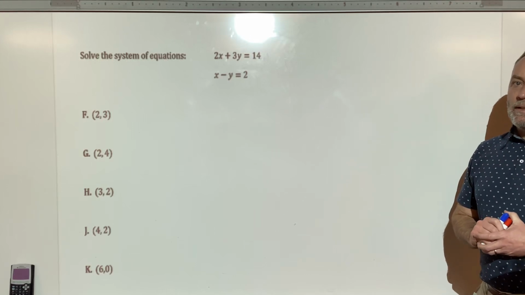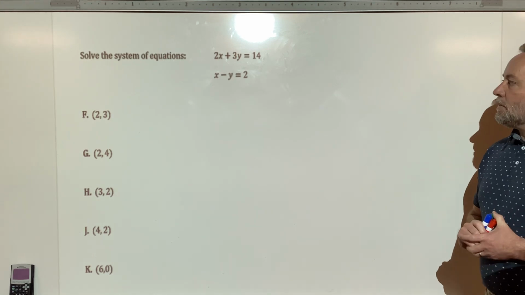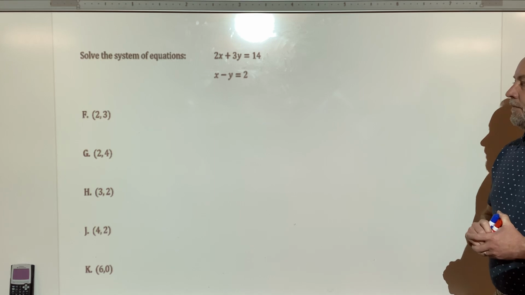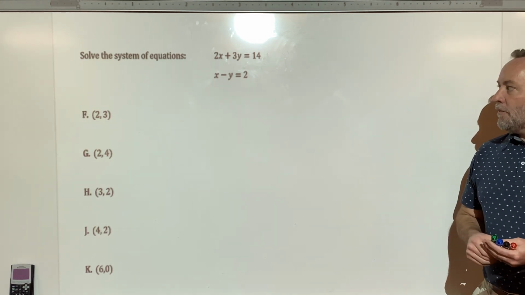This question is asking us to solve a system of linear equations. It says solve the system of equations 2x plus 3y is equal to 14 and x minus y is equal to 2. Whenever you have a system of linear equations, you have three options for how to solve them.